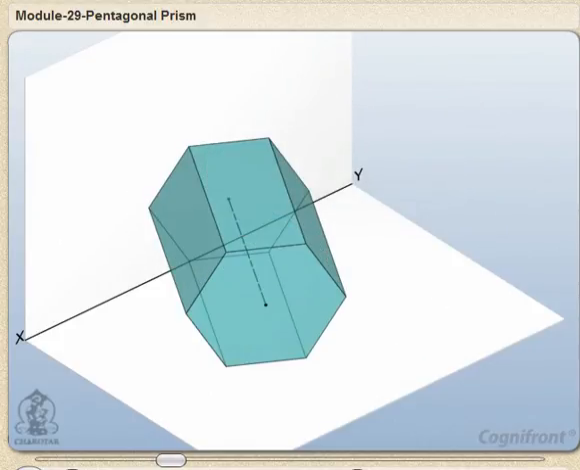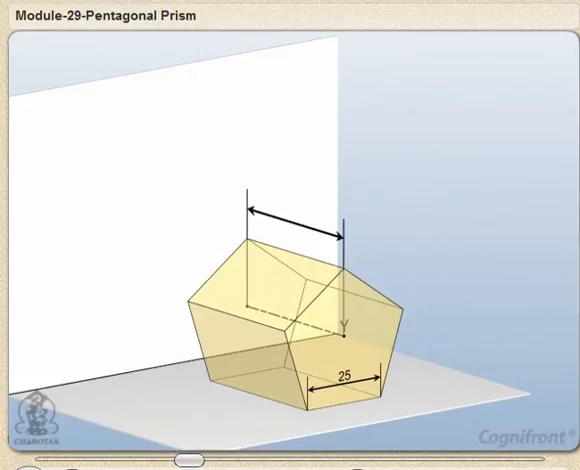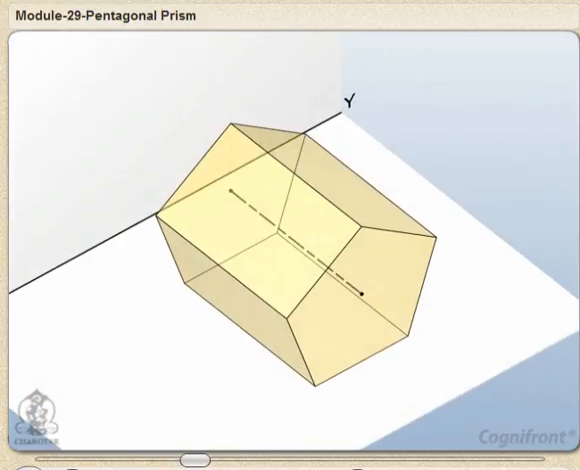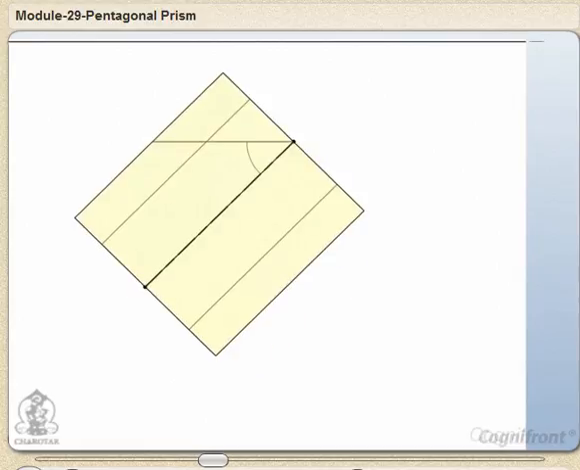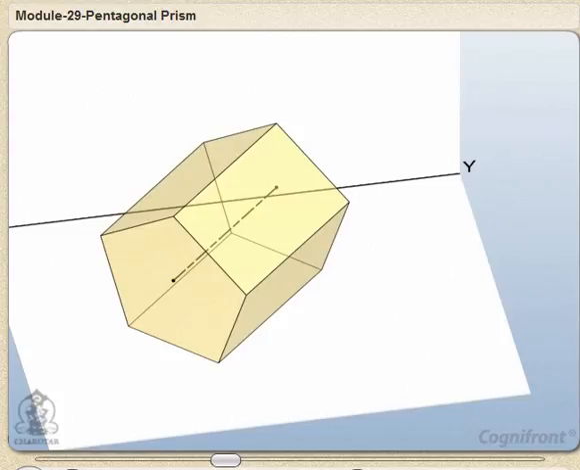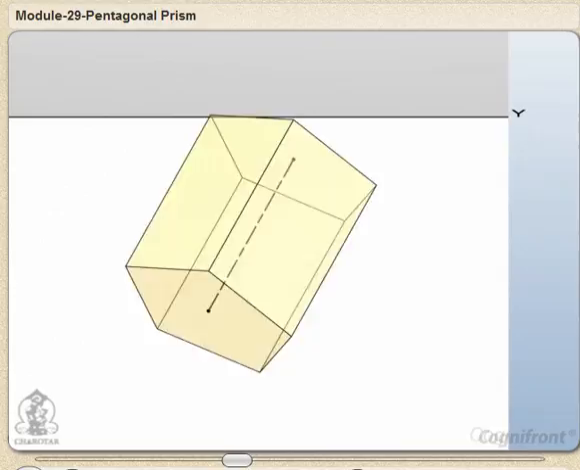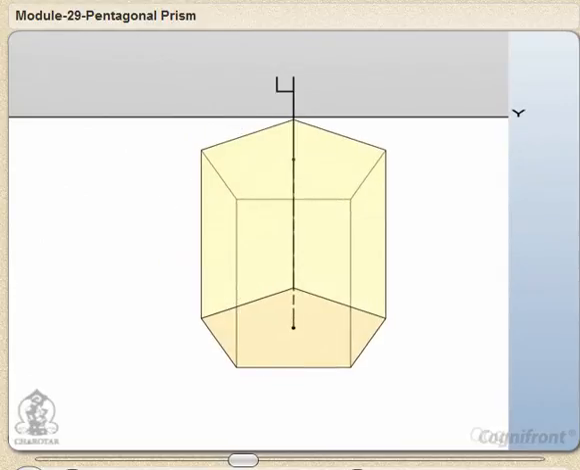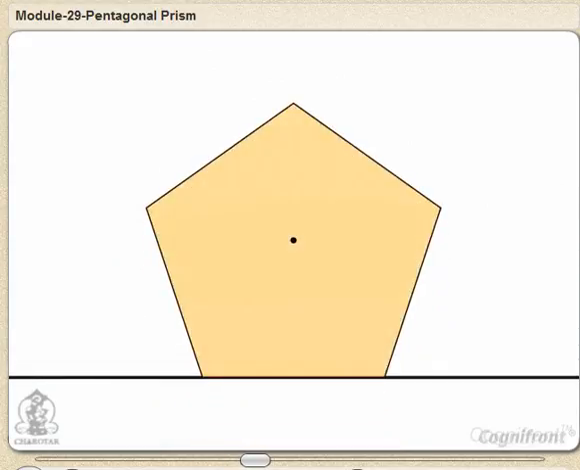A pentagonal prism has base side length of 25 mm and axis length of 50 mm. It is resting on one of its rectangular faces on HP. The axis is inclined at 45 degrees to the VP. Now to draw the orthogonal views in this position, we shall assume that its axis is perpendicular to VP. Observe that the true shape and size of the pentagonal prism is seen in the front view.